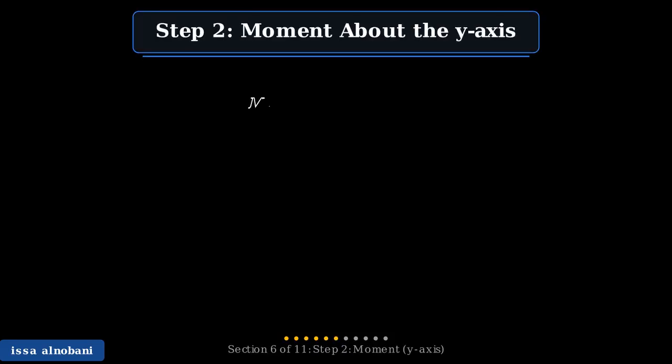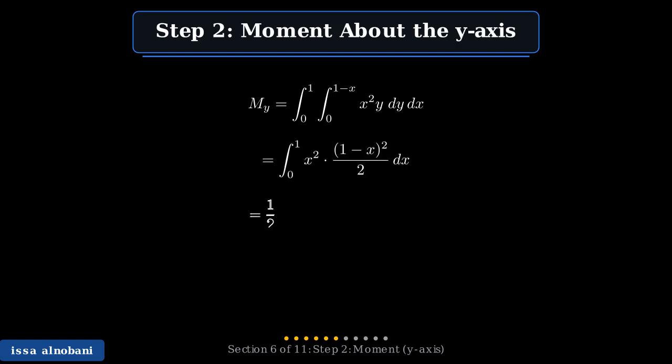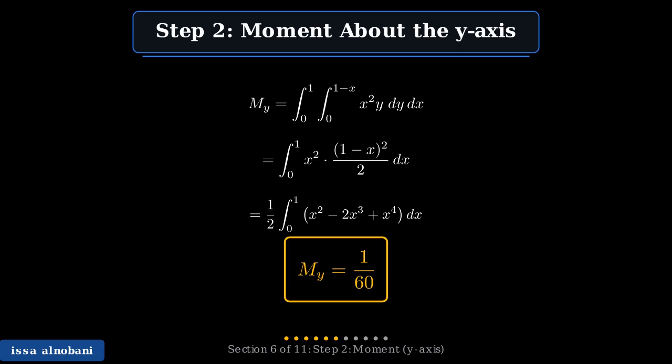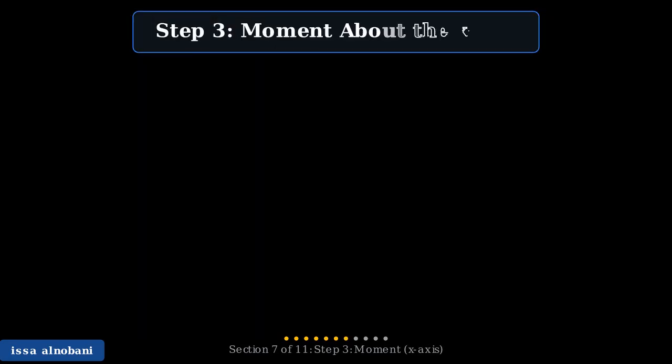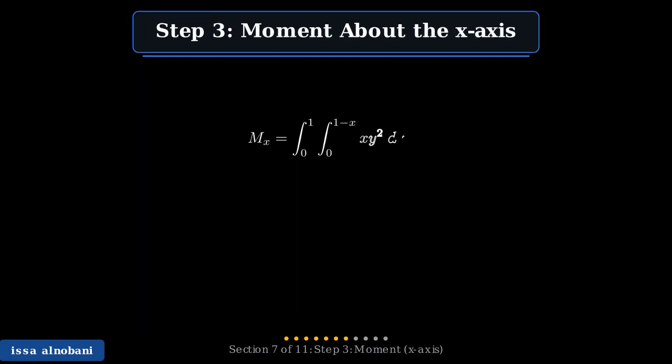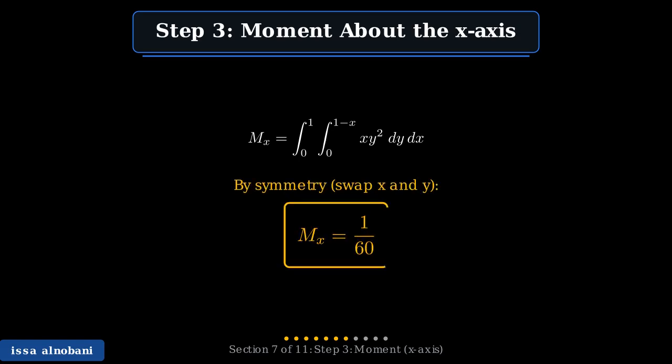Next, the moment about the y-axis, needed for x bar. We integrate x²y over the same triangle. Following the same steps, integrating over y first, then over x, gives a moment of 1/60. By a similar calculation, integrating xy² over the triangle gives the moment about the x-axis, needed for y bar. This also equals 1/60, since the region and density are symmetric when x and y are swapped.